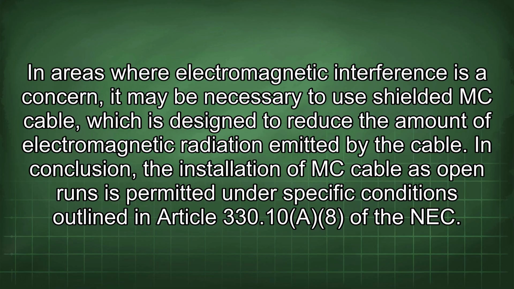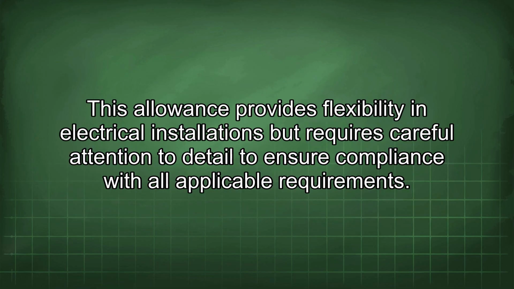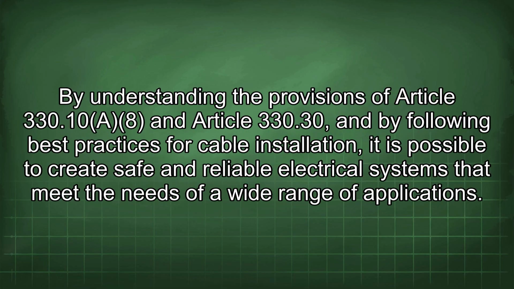In conclusion, the installation of MC cable as open runs is permitted under specific conditions outlined in Article 330.10E8 of the NEC. This allowance provides flexibility in electrical installations but requires careful attention to detail to ensure compliance with all applicable requirements. By understanding the provisions of Article 330.10E8 and Article 330.30, and by following best practices for cable installation, it is possible to create safe and reliable electrical systems that meet the needs of a wide range of applications.